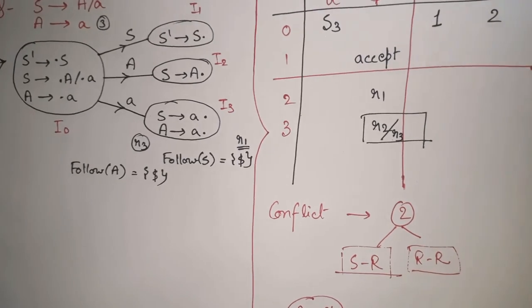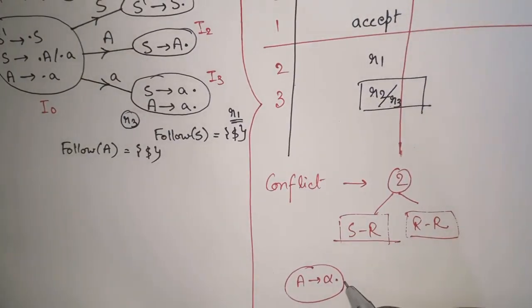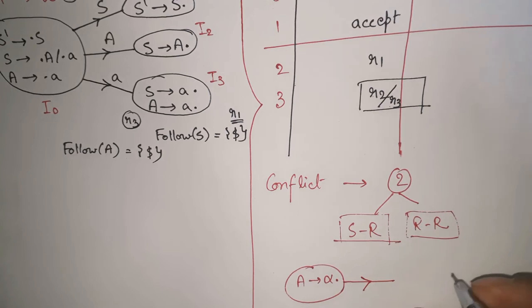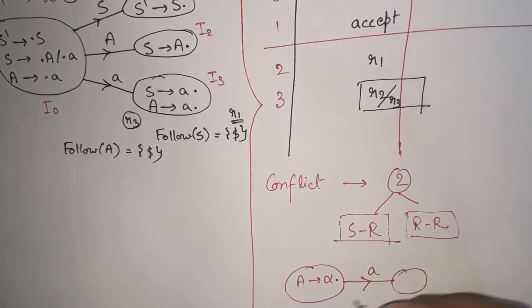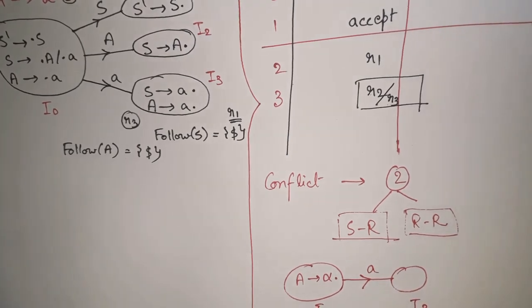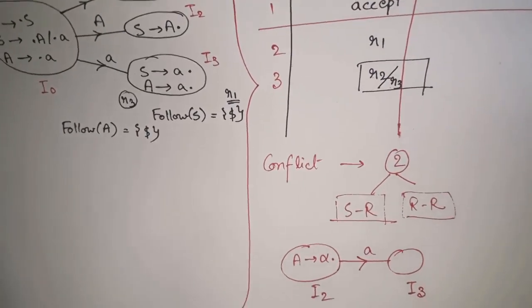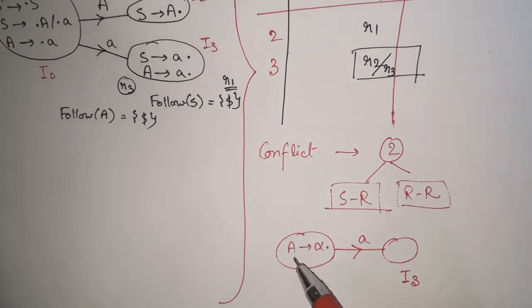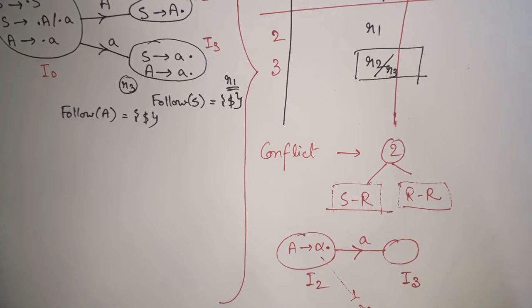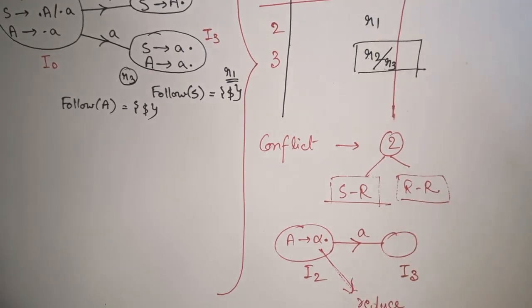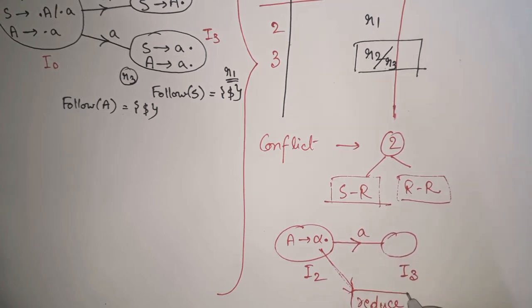A gives alpha dot. I am just giving an example. For example, from the same state, say this is I2 and this is I3. In I2 we have A gives alpha dot, which means you already have one production with a dot at the end. Dot at the end means it is a reduce move. We know that whenever we have a dot at the end, it is known as a reduce move.